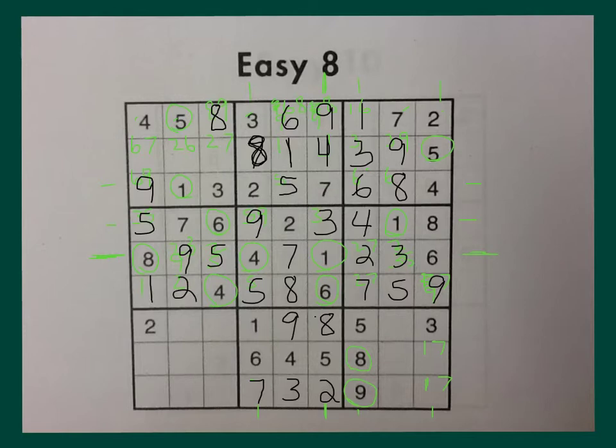And then at the top left, that should solve some things. Let's see, 6, 7, no, 2, 6. So this one has to be a 6. So that means this one has to be a 7. This one has to be a 2.